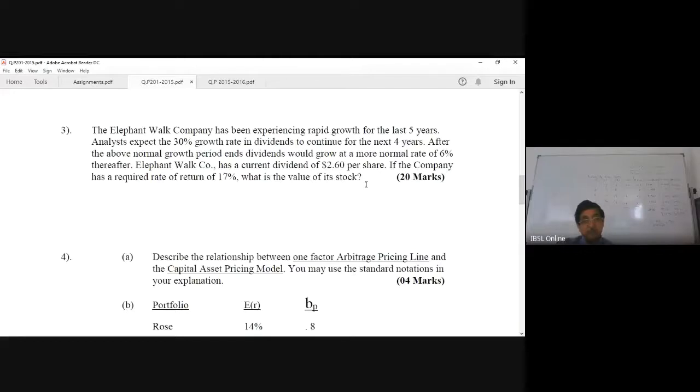So in the second year, you will get 2.6 into 1.3 to the power 2. Likewise, you go up to 2.6 into 1.3 to the power 4. So that is the 4th year's cash flow. And that cash flow has to be present valued by dividing the values with 1.17. So that will give the cash flows for the first 4 years.